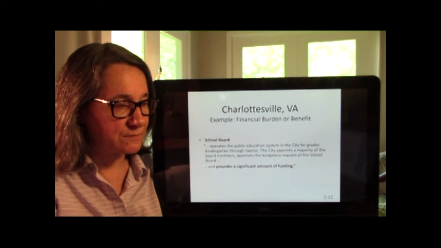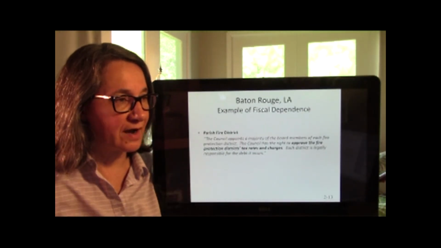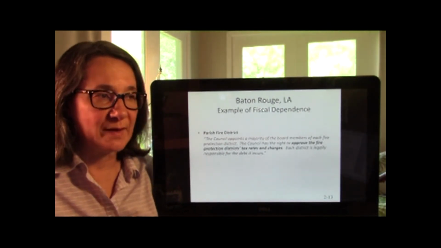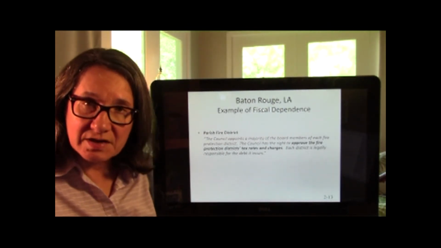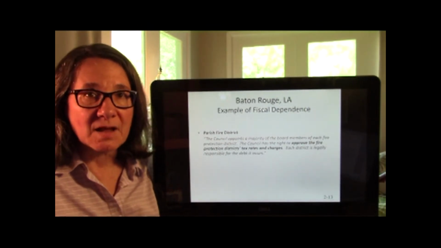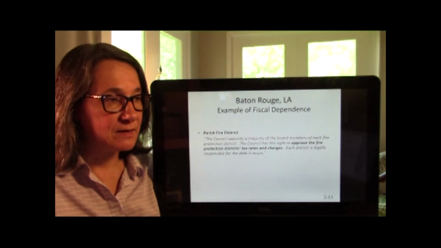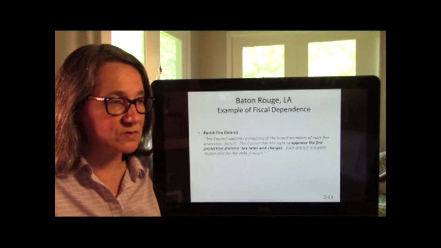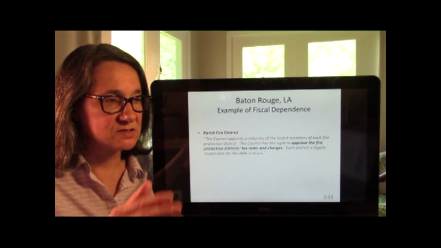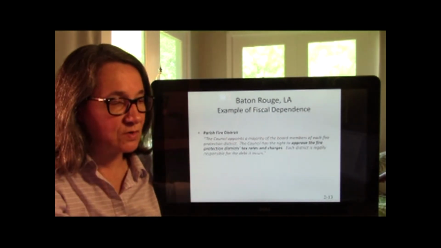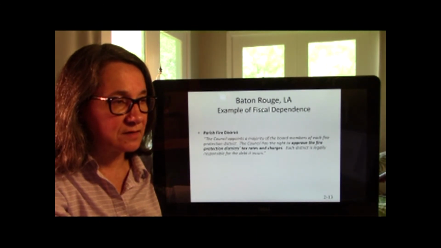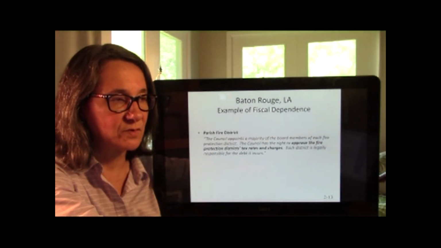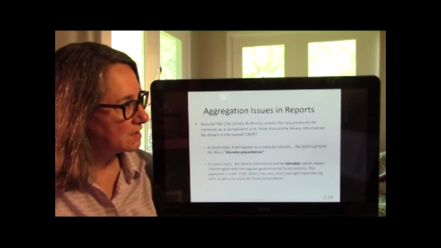All right, so here's another idea. Here's some fiscal dependence: Parish Fire District. Parish Fire District is a component of the city of Baton Rouge. Why? Because they don't necessarily have a board like a school board does, but well, I guess they do. They appoint a majority of the board members, and they have the right to approve the rates and changes. So the city council is responsible for the tax rates and the changes, right? So they do have some fiscal dependence, and that makes them a component unit. All right.